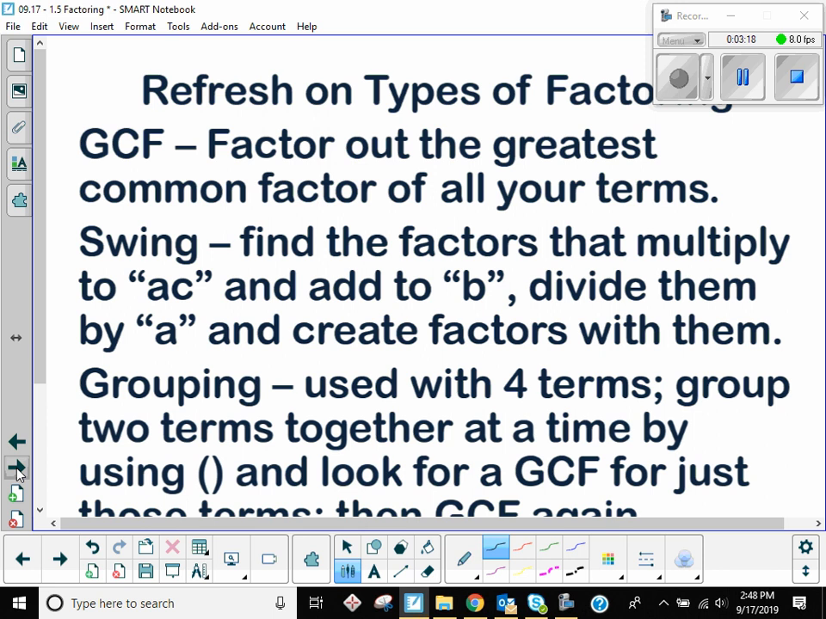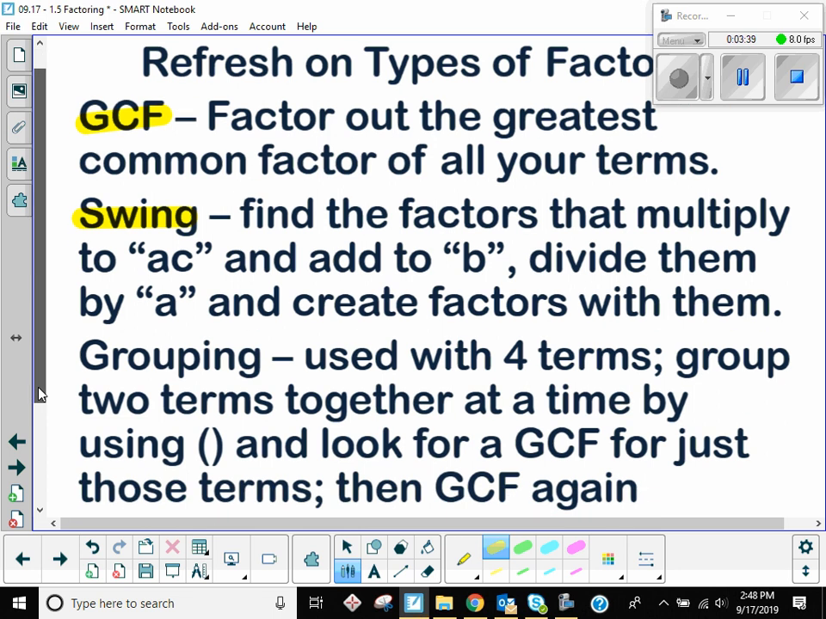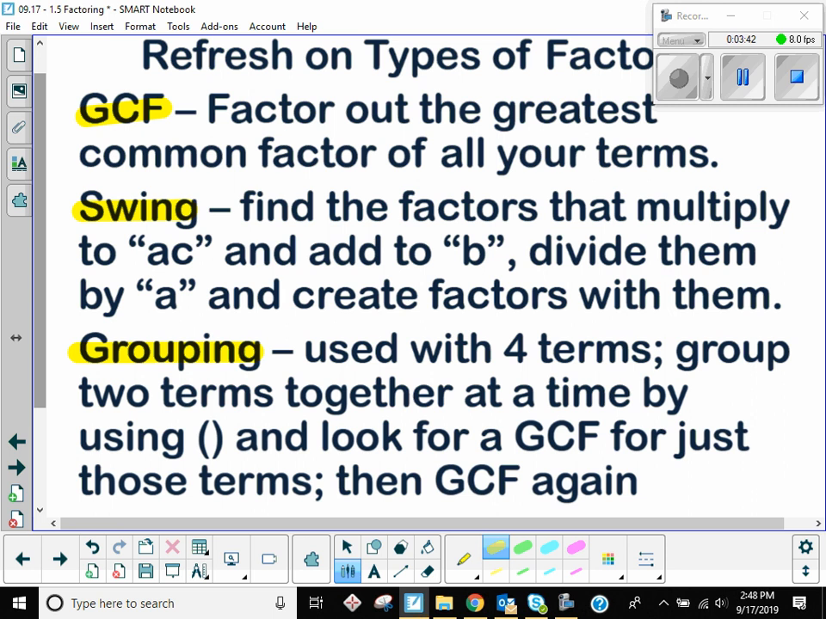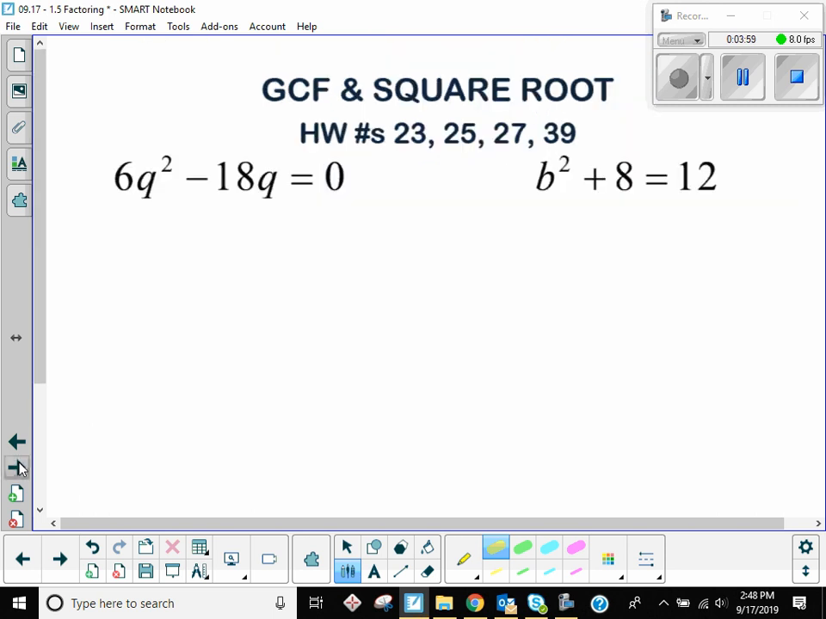These are the main factoring methods we're reviewing today. GCF, you factor out the greatest common factor from all the terms. Swing, find the factors that multiply to AC and add to B. Divide them by the A and then create factors with them. We'll review that here in a bit. And then grouping. It's used with 4 terms. You group 2 terms together at a time by using parentheses, and then you look for a GCF for those terms, and then you GCF again. And I'll be explaining all that today. So we're going to start with these 2 little examples.